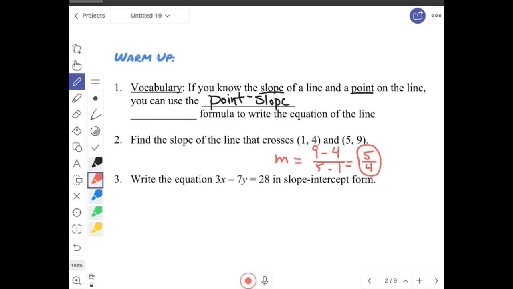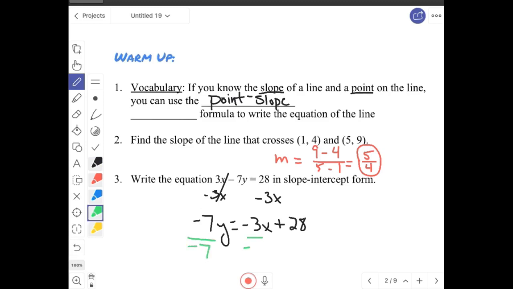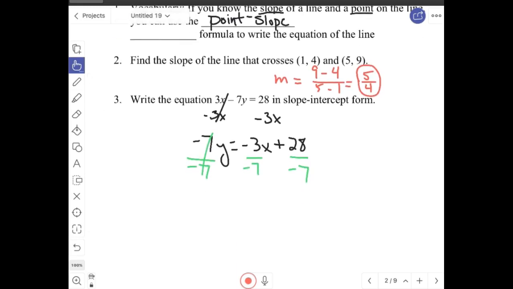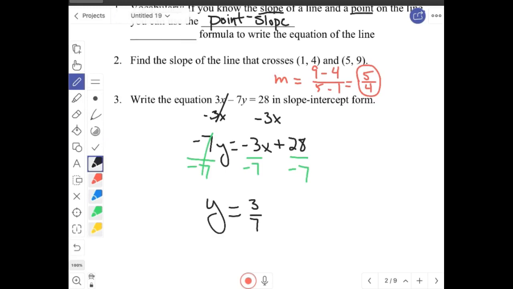Write the equation 3x minus 7y equals 28 in slope-intercept form. So the first thing I'm going to do is get rid of my 3x, because in slope-intercept form that's y equals mx plus b, so y is by itself. I'm going to rewrite my x first. That's plus 28, and then we are going to divide by negative 7. And I've said this before, make sure you divide each term by that number. So if we simplify this, it's going to be y equals 3/7 x, because the negatives will cancel out, minus 4.